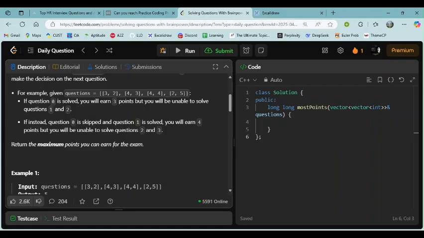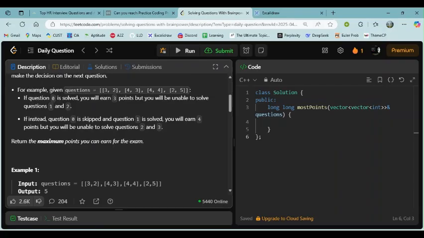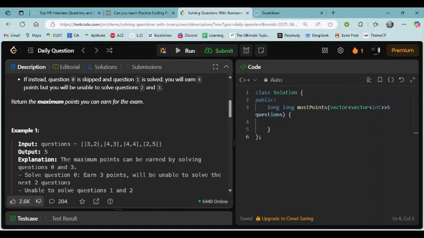For example, given [3,2], [4,3], [4,4] and [2,5]. If we solve question 0, we will earn the 3 points, but we will be unable to solve the next two problems. So we cannot solve this problem, cannot solve this problem, we will move to this problem. And if you leave this problem, we can go to the next problem, and we can take the decision on the next problem whether I have to solve it or not.